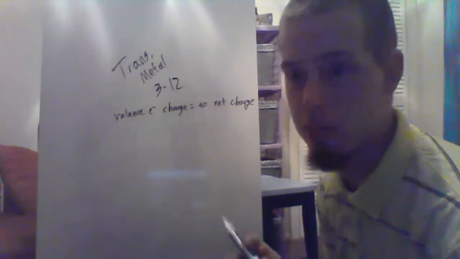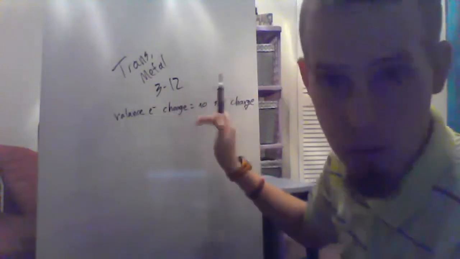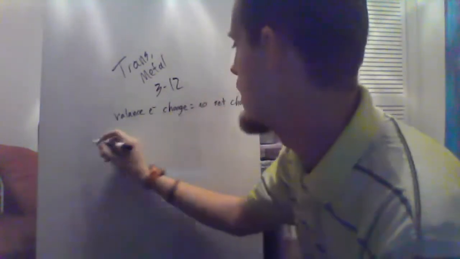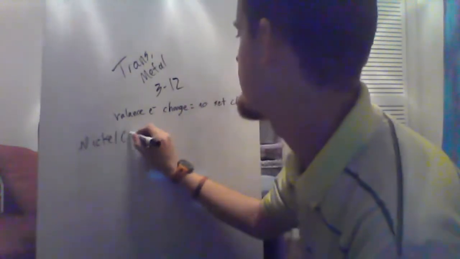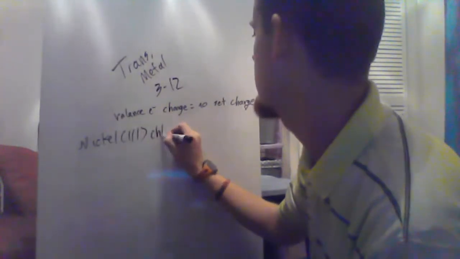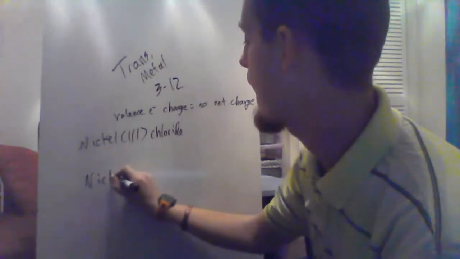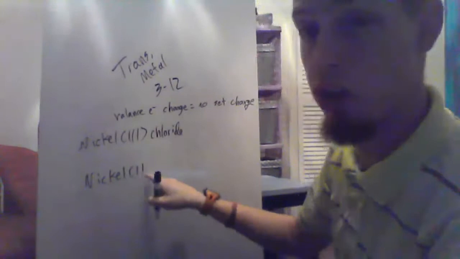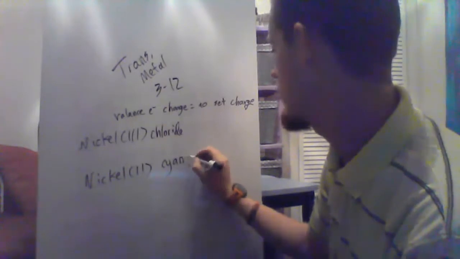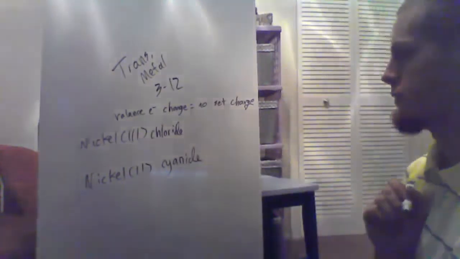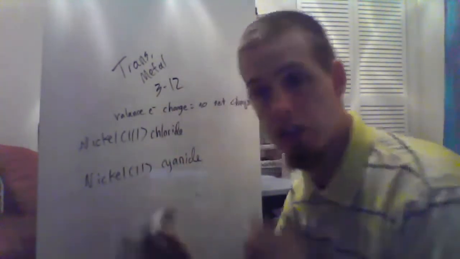Welcome. So with this, you're going to have hints. For example, something like this: nickel(III) chloride. But you might also have nickel(II) cyanide. So nickel can be 3 positive. Nickel can be 2 positive. It's going to change.